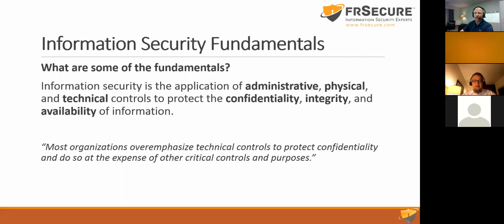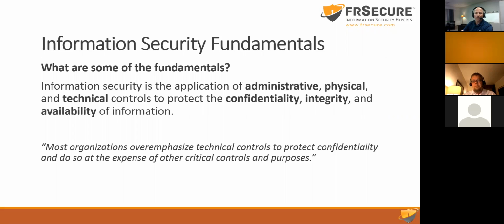Confidentiality really is about keeping information or data secret, so only people that should be able to access that information can see it, usually. Integrity is making sure the data is accurate, so that the data actually represents what it's supposed to represent. And then availability is making sure that it's available to authorized personnel when they need it.